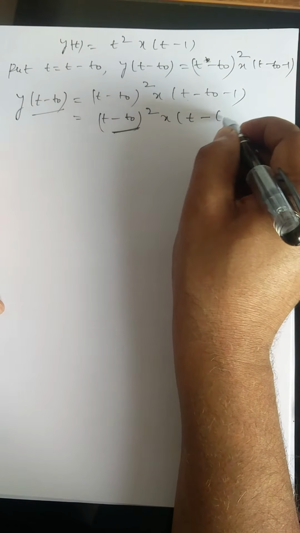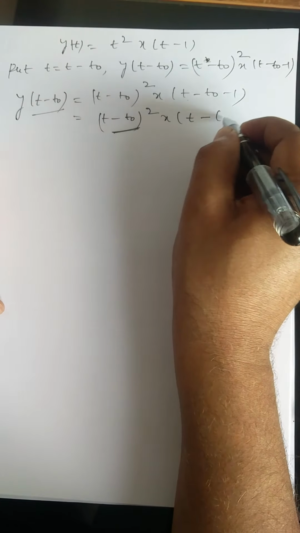Okay, next, memory or memoryless. Okay, y of t equals t square x of t minus 1. You can take any value of t. Suppose we take t is equal to 1. If we take t is equal to 1, you'll get y of 1 is equal to 1 square is 1, x of 1 minus 1, which becomes 0.